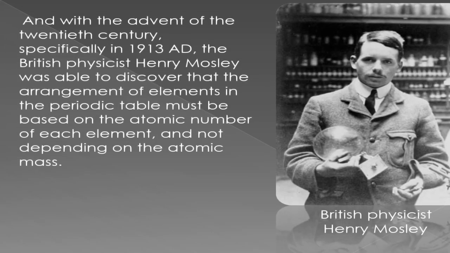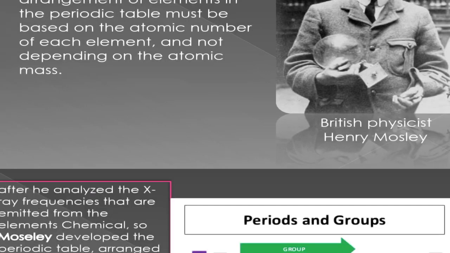And with the advent of the 20th century, especially in 1913, the British physicist Henry Moseley discovered that the arrangement of the elements in the periodic table must be based on the atomic number of each element and not on the atomic mass. As in the image, this is the British physicist Henry Moseley.